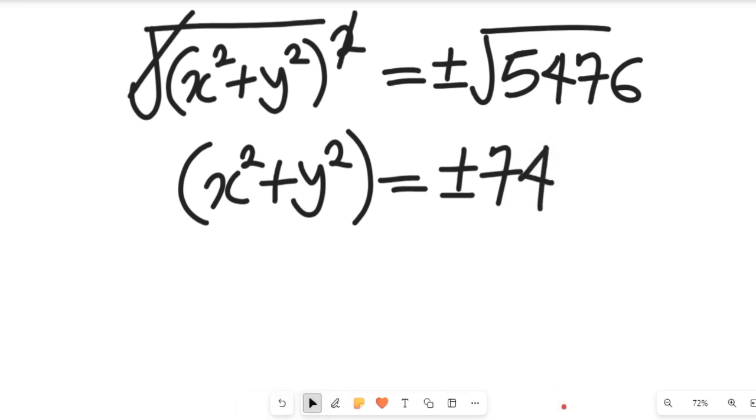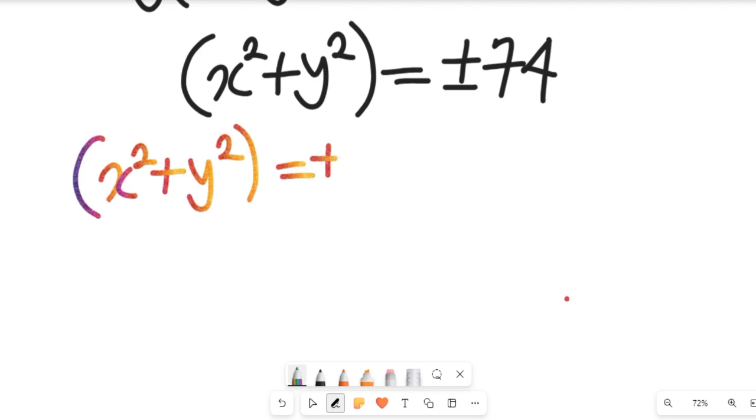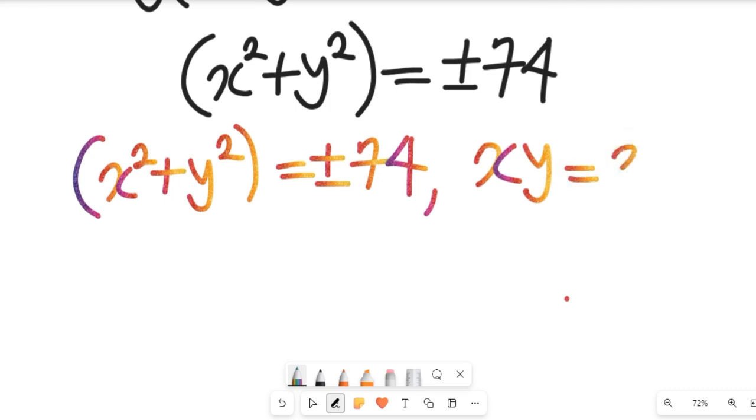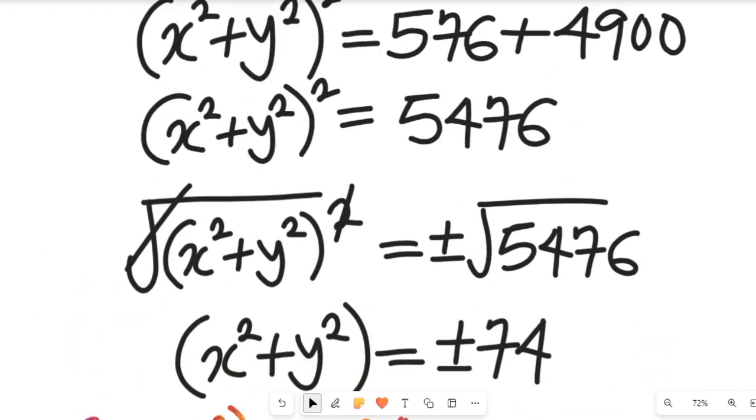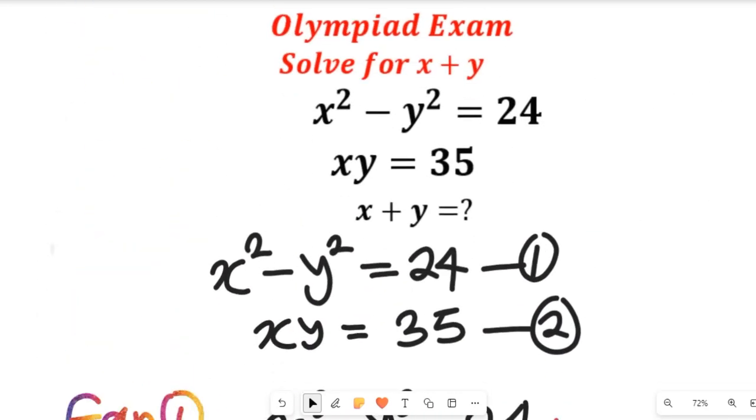From that point, we are going to have two expressions. The first expression we'll have is x squared plus y squared, and this will be equal to plus or minus 74. Now recall initially that from our equation 2, xy is equal to 35. So we have these two expressions. How do we come to find the value of x plus y? Because that's what we are looking for.